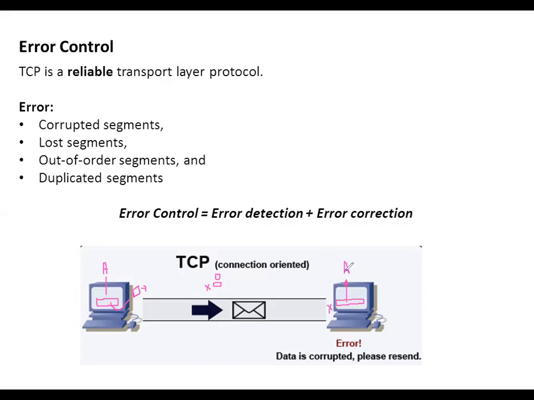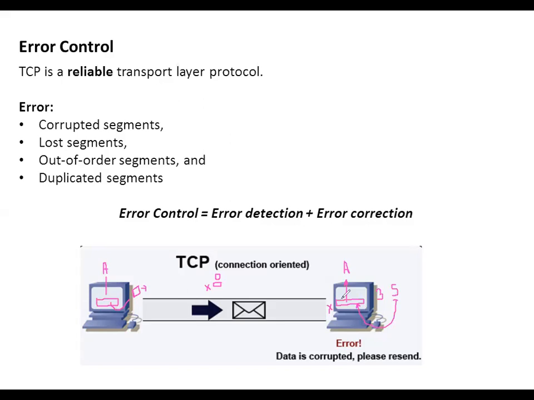Out of order segment means the receiver is not receiving exactly the segment which it is expecting to receive next. For example, the receiver has already received segment 3. Now it is expecting to receive segment 4, but let us say the receiver received segment 5. This segment 5 is an out of order segment. In TCP, this out of order segment will be stored in the buffer, but it will not be delivered to the application process until the receiver receives the next expected segment, that is segment 4.